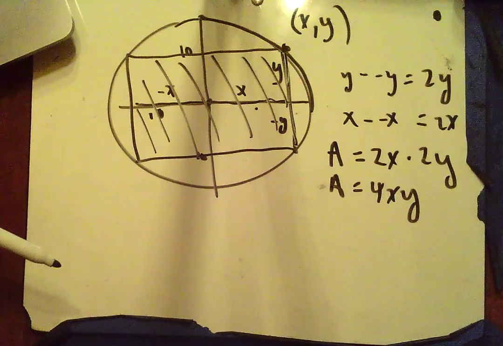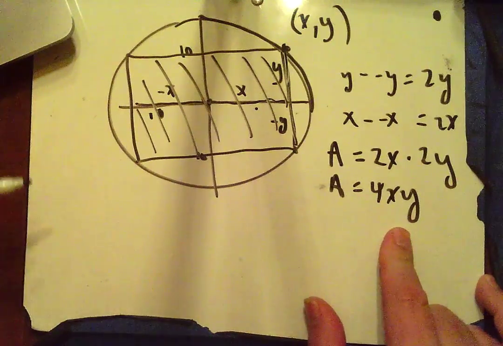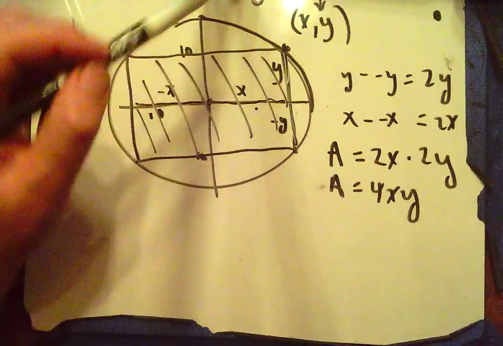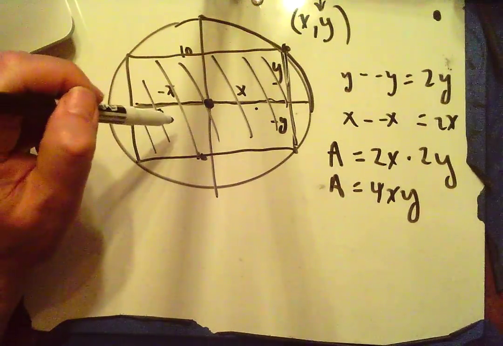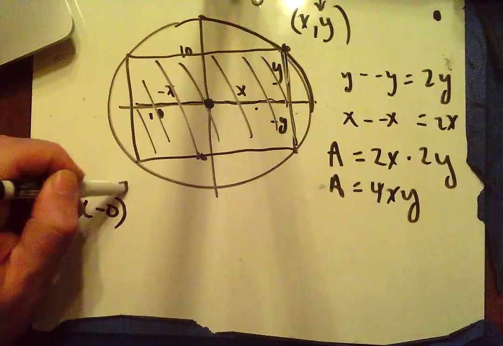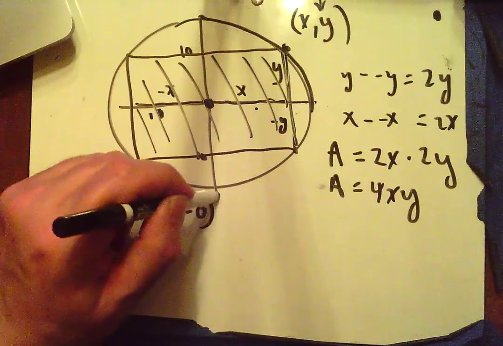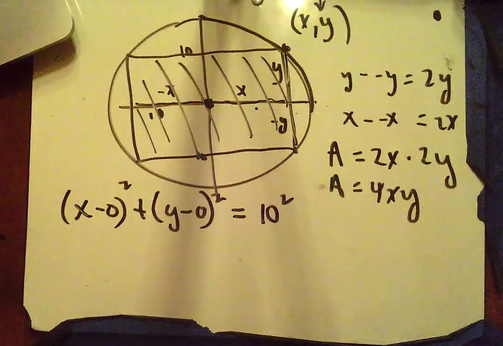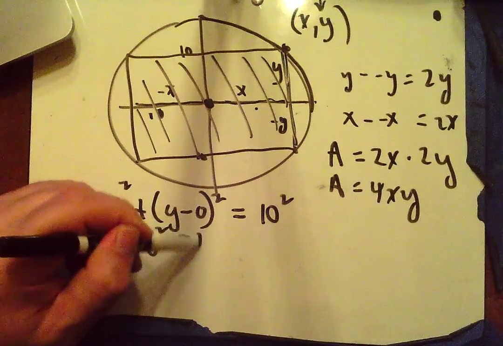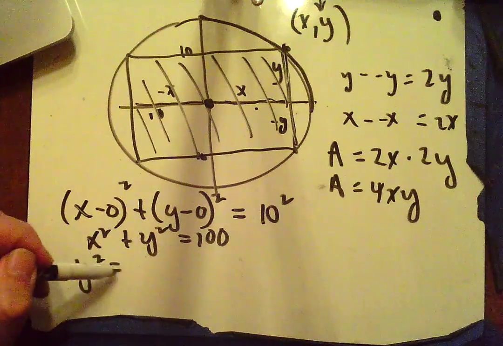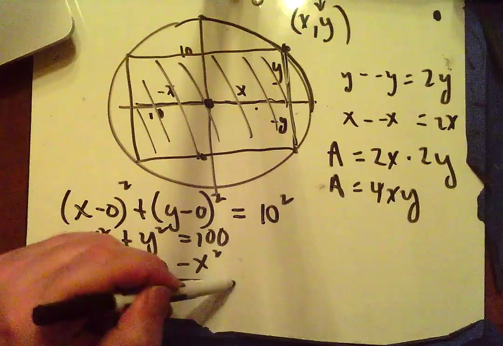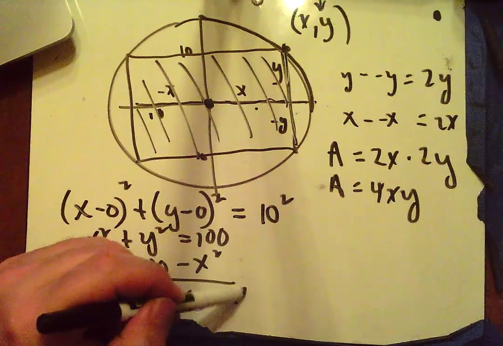Do I have a helping equation? Oh, I wish I had a helping equation so I could rewrite area in terms of one variable. And curiously enough, I do. I know that this is a circle whose center is the origin and whose radius is 10. So I could write x squared plus y squared equals 10 squared. Now, this is my helping equation. X squared plus y squared equals 100. Y squared equals 100 minus x squared. And y equals square root of 100 minus x squared.